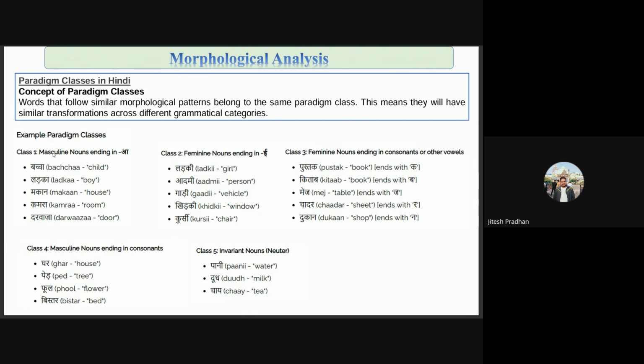For example, look here. This is a masculine noun ending with a. So it will be bacha, ladka, makan, kamra, darwaja. All are ending with a. Okay, so it is called a masculine noun. We have feminine nouns. Look here, all ending with i: ladki, aurat, gadi, khidki, kursi. These are ending with i, so they come under feminine noun.